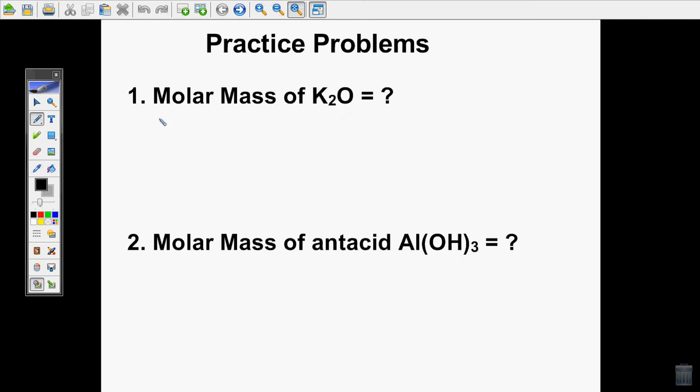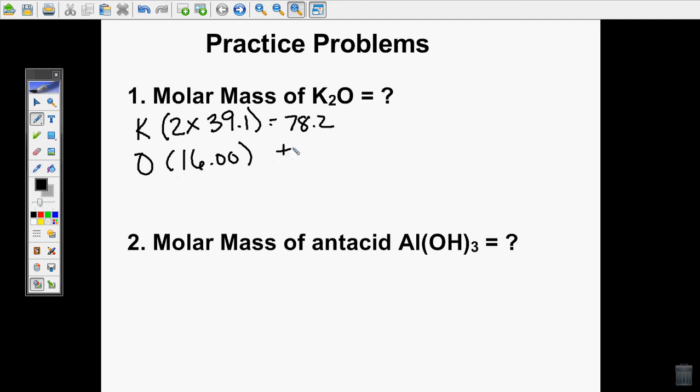Mass of potassium oxide. So I have potassium, oxygen. I have 2 potassium, and 1 potassium's molar mass is 39.1, which gives me 78.2 plus my 1 oxygen of 16. So when I add those together, I get 94.2 grams per mole. This is the molar mass of potassium oxide.